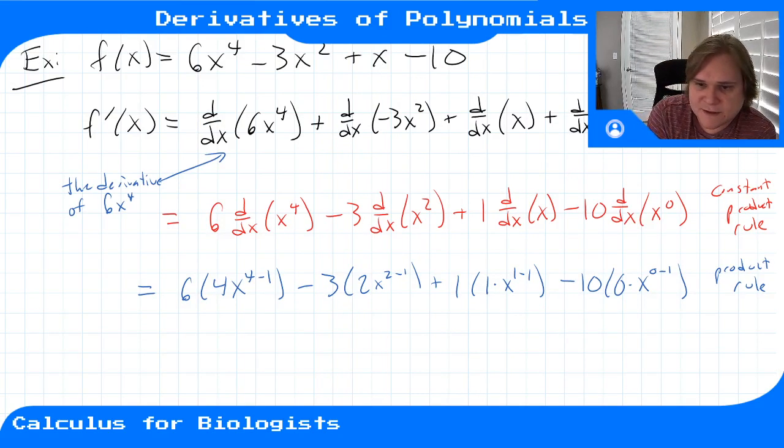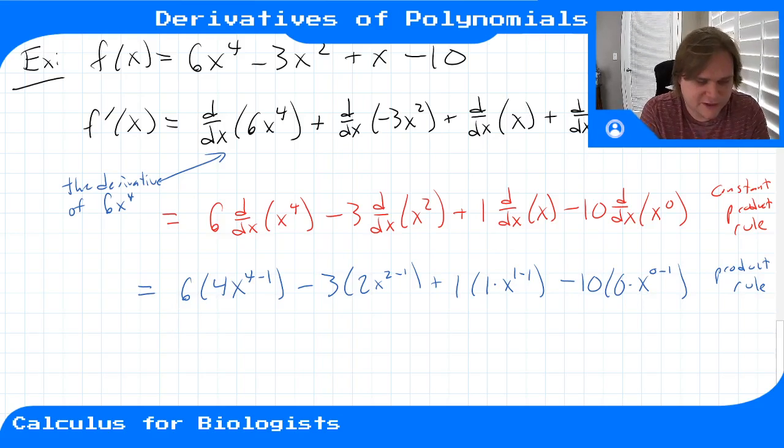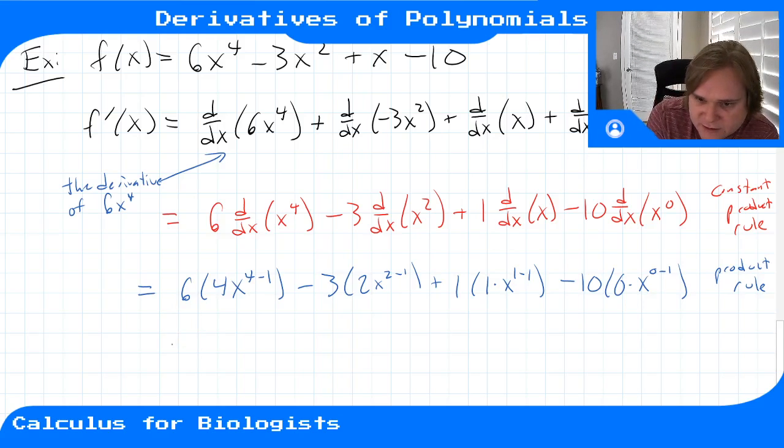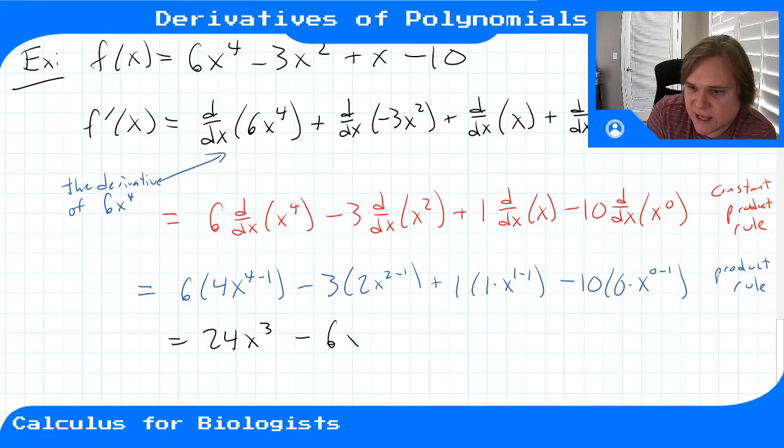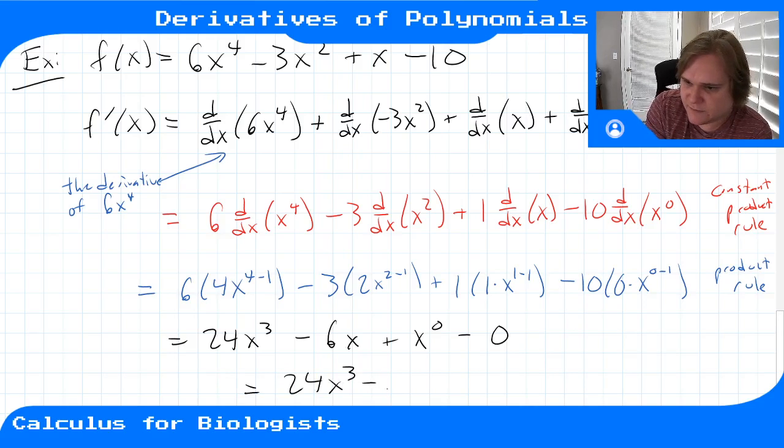So then let's just finish up the algebra here. This becomes 24x cubed minus 6x to the 1, plus 1 times 1 times x to the 0, minus 0. This factor of 0, even though this is x to the minus 1, we have a factor of 0 in front, so it's just 0. And x to the 0 is again 1.